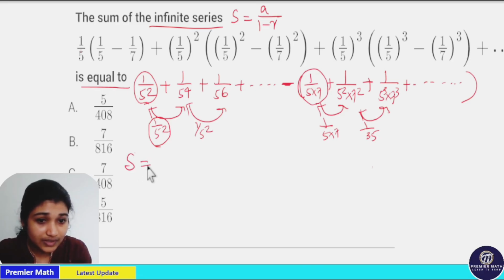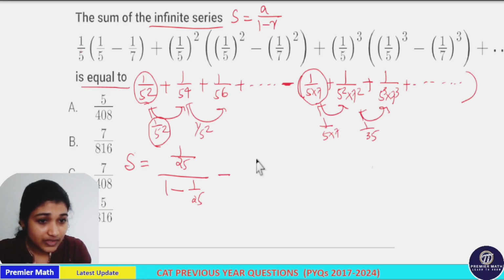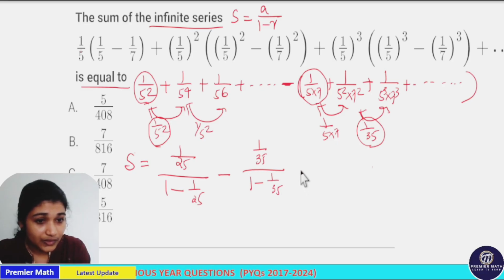Now take the sum of the series. So the sum of the first series is equal to, first term is 1 by 25 divided by 1 minus R, which is also 1 by 25. Now here we have a minus, so take the sum of the second series, which is equal to first term 1 by 35, and 1 minus R in this series is 1 by 35. So this will become 1 minus 1 by 25, which means 24 by 25. So this 25 and 25 cancel. Remaining will become 1 by 24.